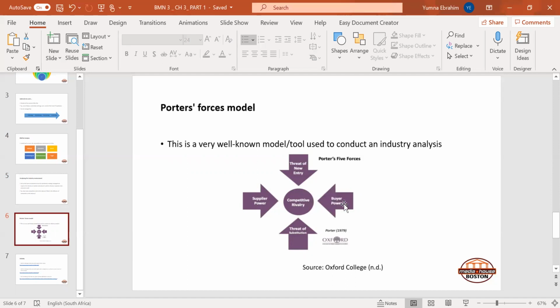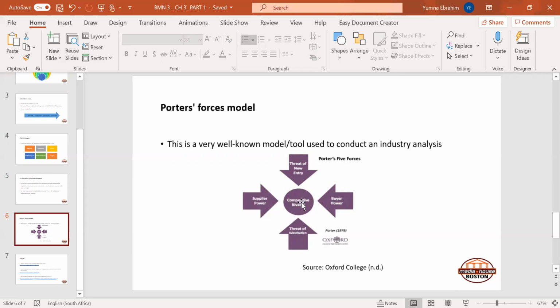What is the power of buyers or consumers? Are consumers able to drive prices down? What is the threat of substitutes? So is this industry's products easily substitutable? And what is the role of suppliers? Do suppliers have a great deal of power? Are they powerful suppliers? Are they able to charge high prices? So all of these together have an impact on the competitive rivalry and the situation within this particular industry.